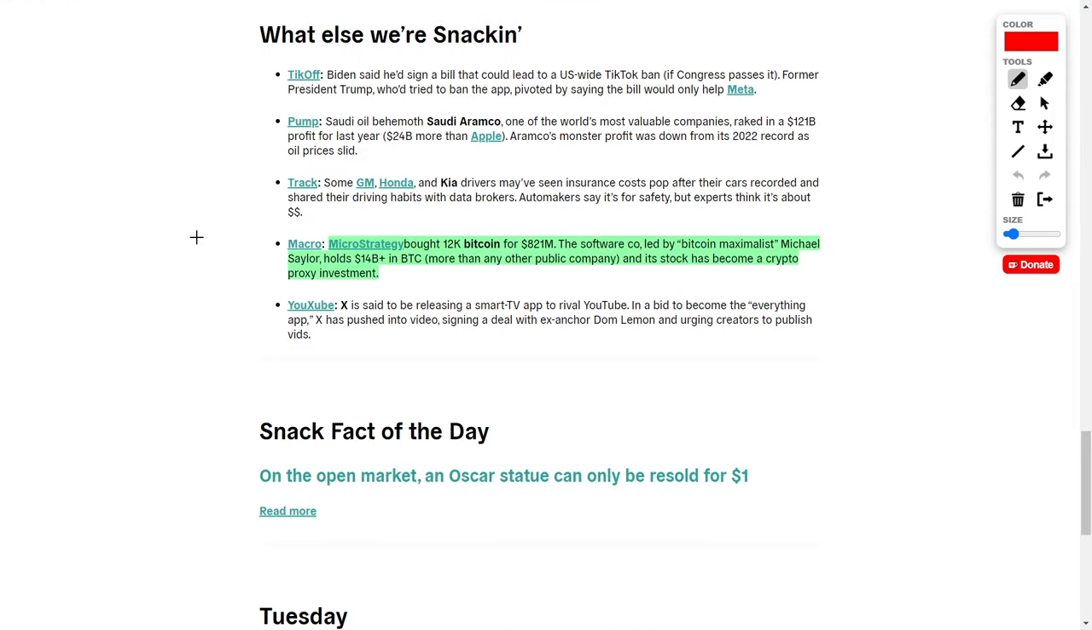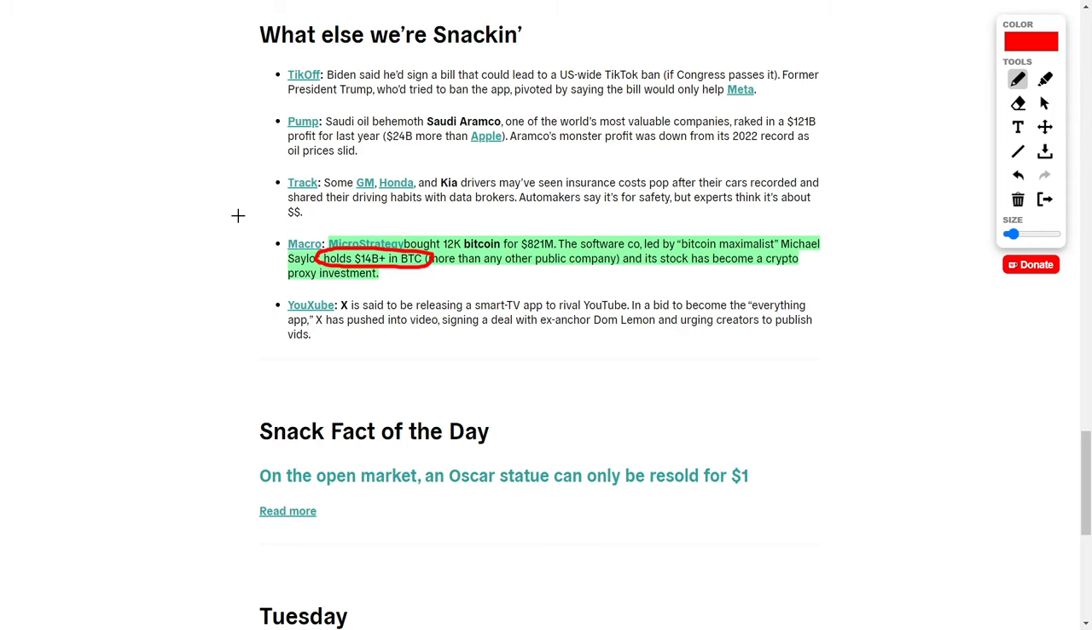Speaking about Bitcoin, many companies have been buying Bitcoin hand over fist over the last few years and even in the last few months. Let's start off talking about MicroStrategy, which is a company that many people hold in their personal portfolios. MicroStrategy is a software company that is led by a Bitcoin maximalist, according to this article, who bought 12,000 Bitcoins for $821 million. MicroStrategy literally holds more Bitcoin than any other public company, according to this article, to where they view it as a proxy investment, to where right now they hold over $14 billion worth of BTC.